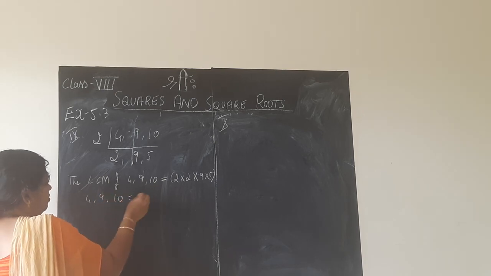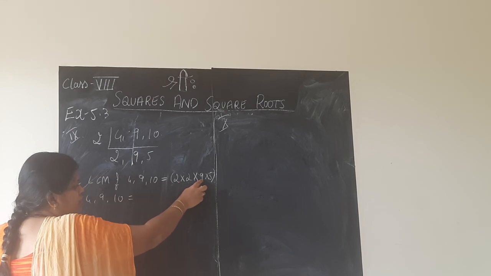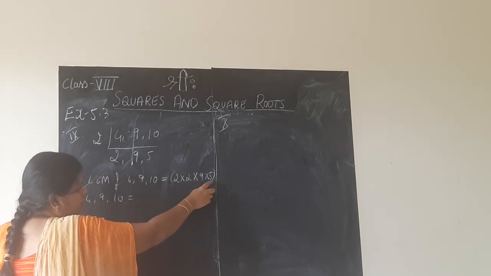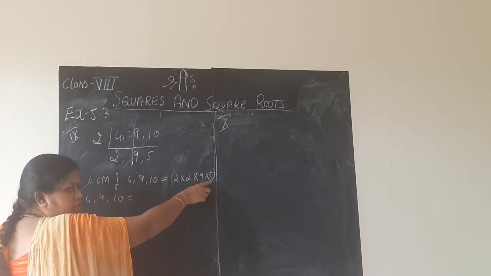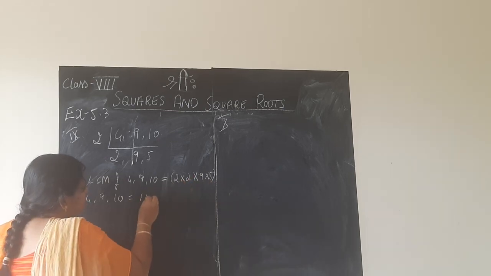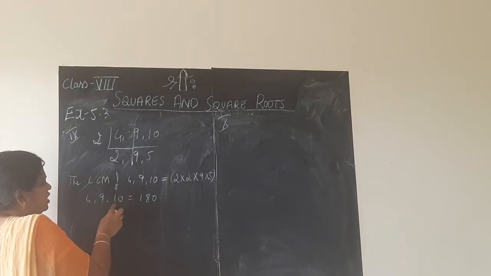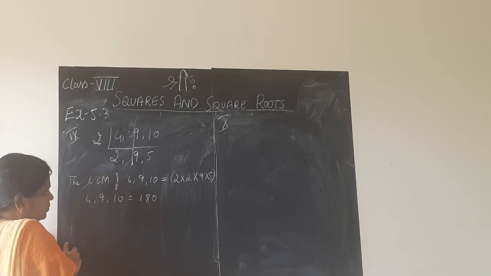So, what is it equal to? 2 2s are 4. 9 5s are 45. Bigger number we'll do first. 9 5s are 45. 45 2s are 90. 90 2s are 180. Correct? So the LCM of 4, 9, 10 is 180.